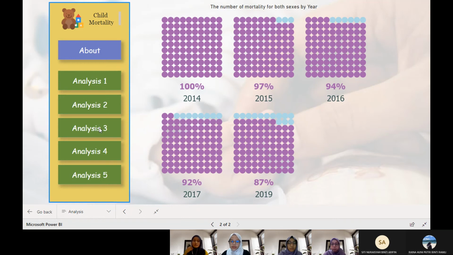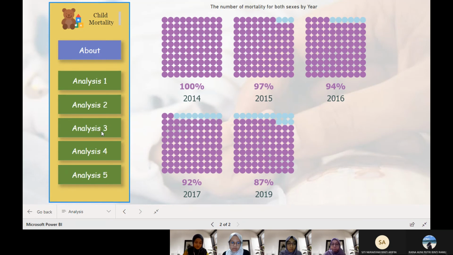For our analysis, we can see from the chart that in 2014 there is 100 percent of child mortality, which is the highest among the other years. And in 2019, there is 97% of child mortality, which is the lowest among the other years. We can also see that in 2014 there are more colored circles on the chart than the other charts, while in 2019 there are fewer colored circles than the other charts.